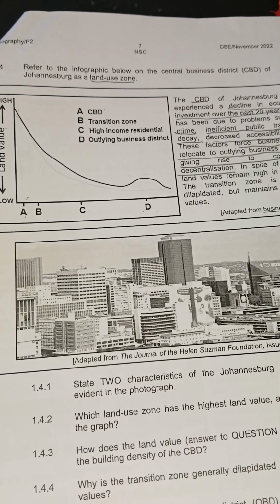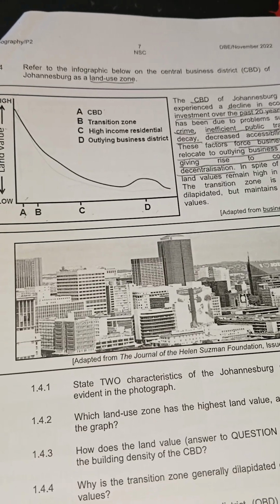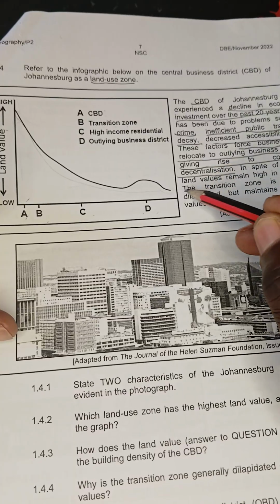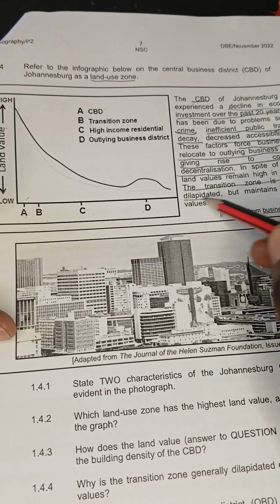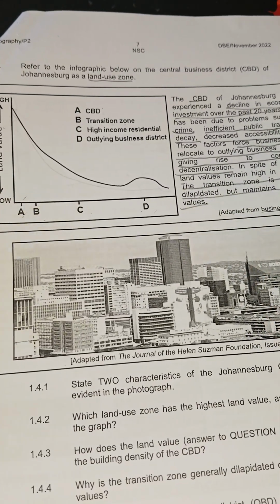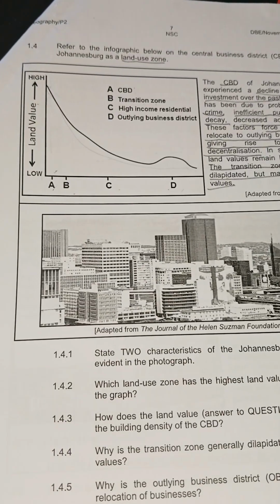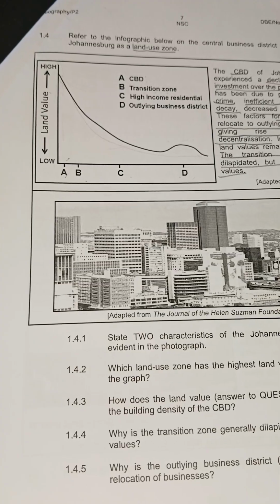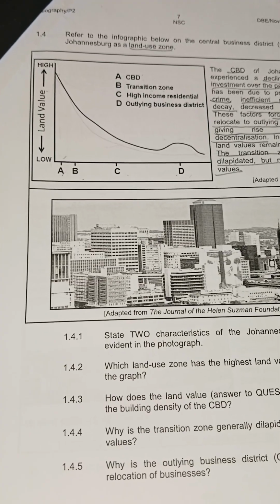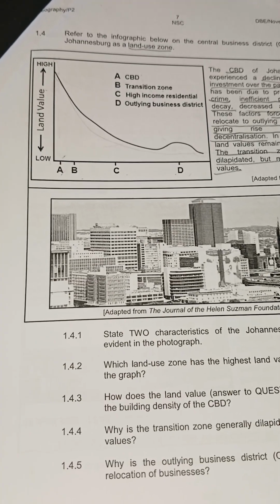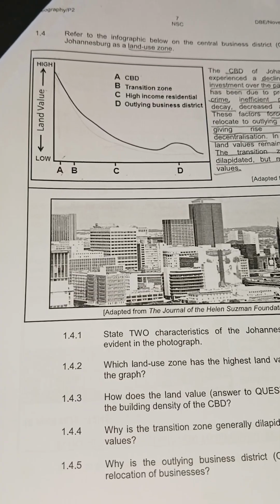In spite of this, the land values remain high in the CBD. The transition zone is generally dilapidated, but maintains high land values. Why? Because it's still within the CBD. It's only that some of the buildings are not maintained because the owners are maybe waiting for the time that the municipality can buy the land from them. They want to maximize on that. So that is what is happening.